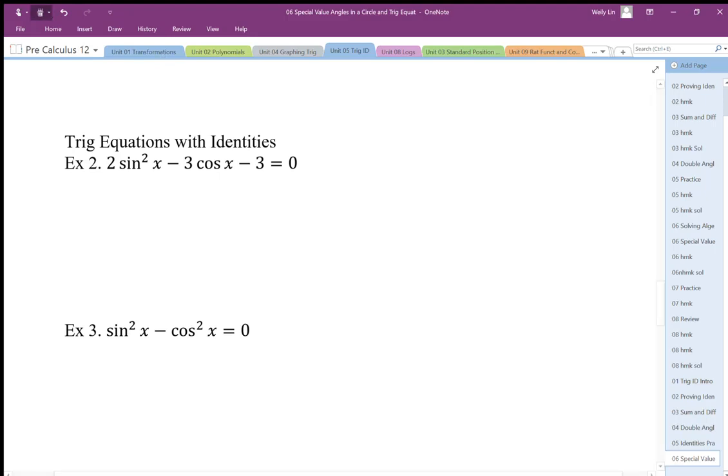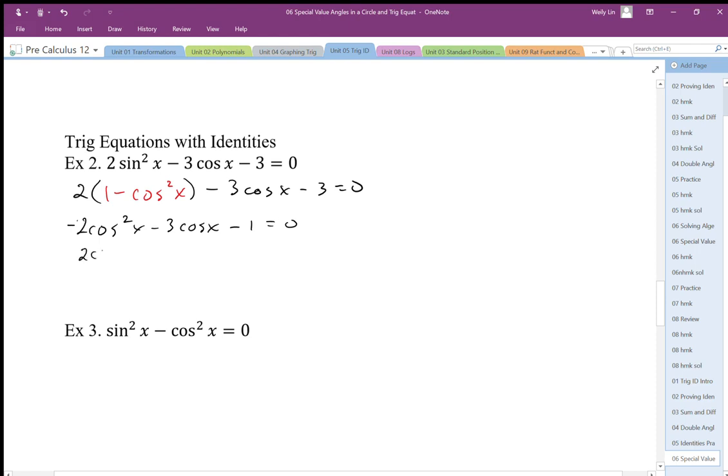Okay. So instead of writing this as 2 sine squared, I'm going to replace that expression with an equivalent cosine expression. So I end up with 1 minus cos squared x. Okay. Well, now I have a quadratic equation in terms of cos. I can solve these. So rewriting this, I get negative 2 cos squared minus 3 cos x plus 2 minus 3 is minus 1 equals 0. I'm going to get rid of that negative.